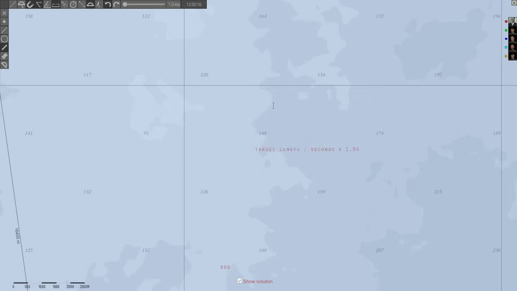1.94. That's what you're doing when you're doing fixed wire. So the 1.94 is a conversion to knots, but you don't need that with the speed disc. All you're doing is length over seconds. Okay.